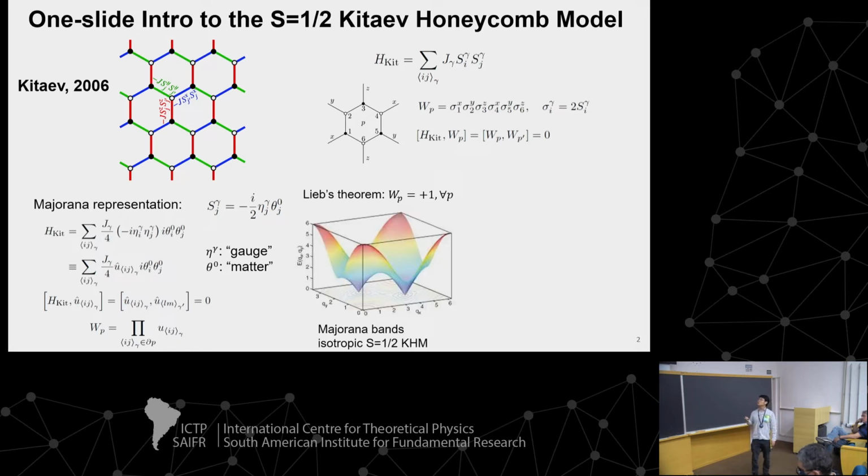And once you do this, you can solve the model for any value of the exchange couplings here, J_gamma. In particular, I draw attention to the isotropic case, for which the excitations of the Majorana fermions have this dispersion that's graphene-like. And of course, by varying the values of the exchange couplings, you can change from this gapless phase that I'm presenting here to some forms of gapped phases.